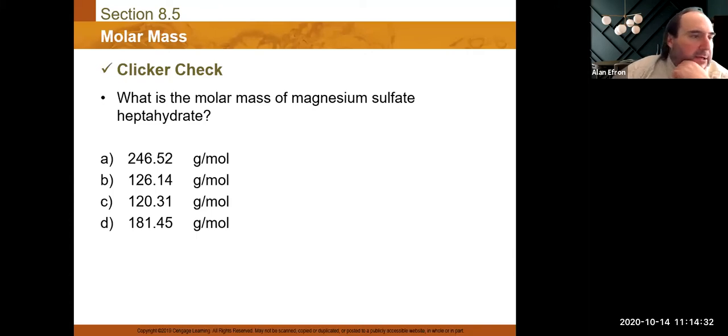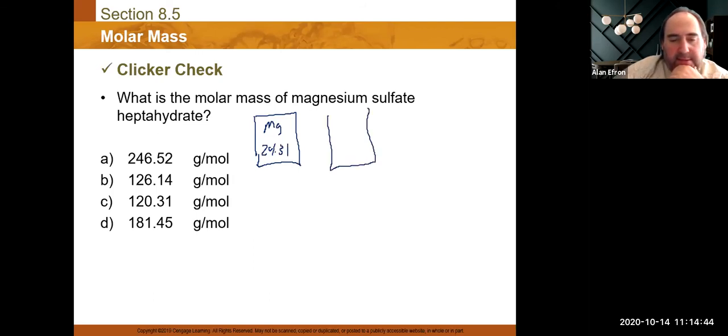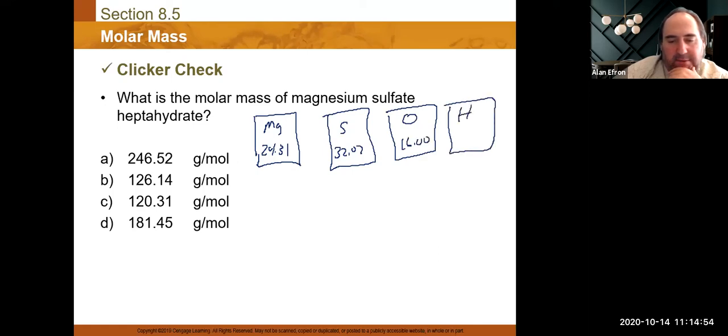And again here, magnesium 24.31, I think. And sulfur 32.07, oxygen 16, and hydrogen 1.008. Should be all you need, I think.